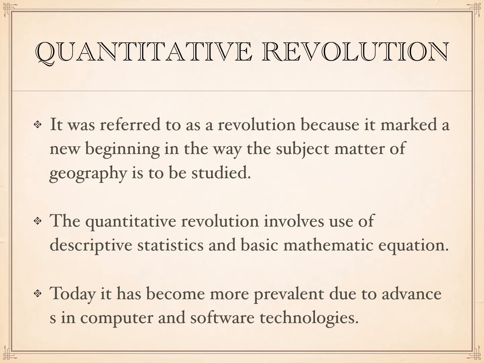In the period of the 1950s and 60s, we saw a major change in the field of geography, and the approach was the quantitative revolution. It was referred to as a revolution because it marked a new beginning in the way the subject matter of geography is to be studied. The quantitative revolution involves the use of descriptive statistics and basic mathematical equations. Today it has become more prevalent due to advances in computer and software technologies.